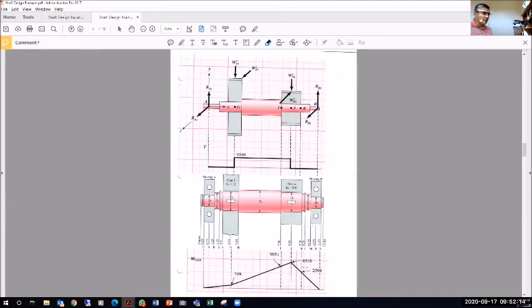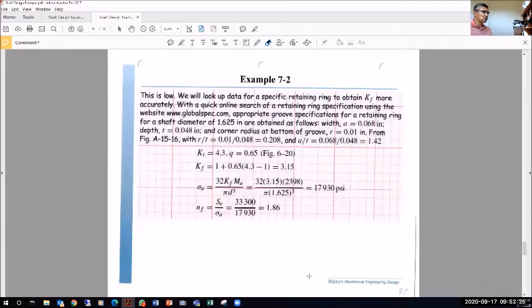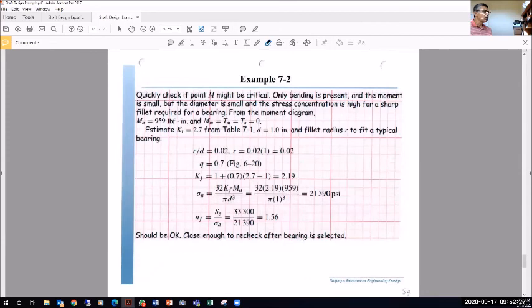The good news is the moment is significantly reduced here. Maybe we're looking at around 1,000 and we do not have any torques. So we look here, the moment is 9,509. Everything else is a 0. Again, I use table 7.1 and I find from table 7.1 that KT is a 2.7.